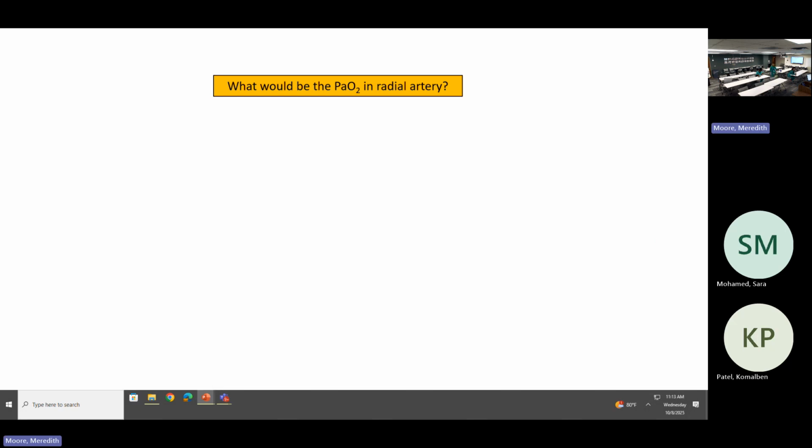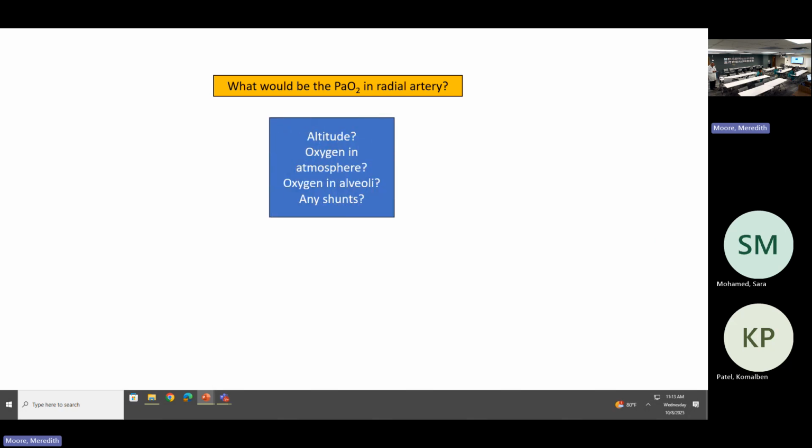So now another question. What would be the PaO2 in the radial artery? If you take my blood sample now, what would be the PaO2? Any ideas? 70 to 90, good, very good, somewhere there. The exact answer is that it depends on where I am. If I'm flying, or in Denver, or in Boston, it depends on my altitude. Second, how much oxygen is in the atmosphere? If you are giving me 100% oxygen, my radial artery PaO2 will be different. And basically the whole thing is whether there are any shunts or not.